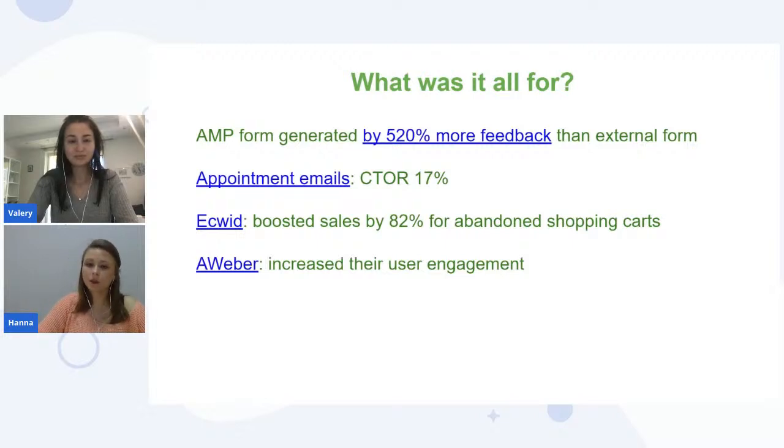Also, we sent the appointment emails that I previously showed you, where you can pick the right date and time to see the person. CTOR was 17%. Acquit boosted sales by 82% for abandoned shopping carts. I don't know what could work better. And Aweber increased their user engagement. Unfortunately, we don't have the numbers for this, but you can click these links when you get this presentation and check it out, because they have a whole article with the whole use case.